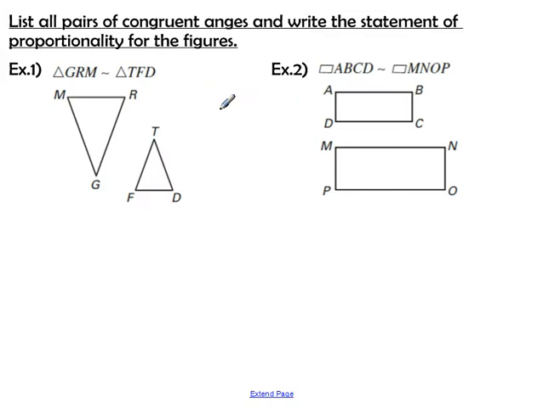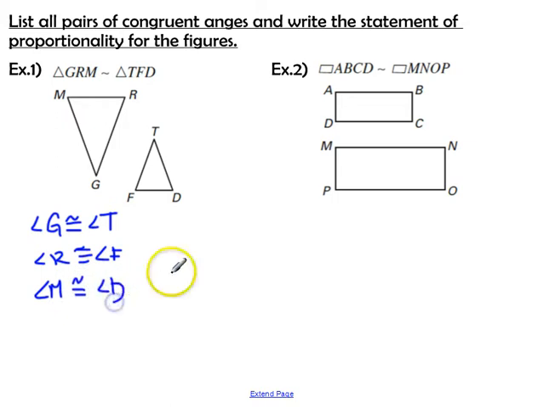Here we want to list all pairs of congruent angles and write the statement of proportionality for the figures. So here we're going to use our similarity statement. It is very much like our congruent statement, which lists all the corresponding angles in order and the corresponding segments. So listing out the pairs of congruent angles, the first pair, angle G is going to be congruent to angle T. Angle R, the second one, is congruent to angle F, the second one. And then angle M is going to be congruent to angle D, the third one.